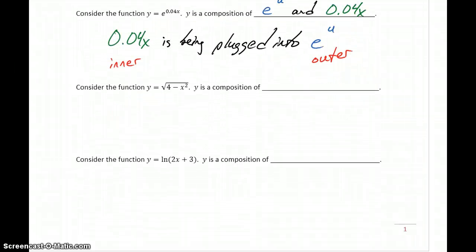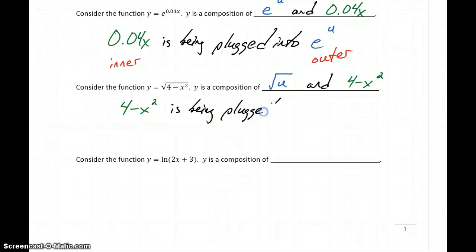So for y equals the square root of 4 minus x squared, we have the square root of u and 4 minus x squared. So in this case, if we take 4 minus x squared and plugged it in for u, we'd have the square root of 4 minus x squared. So 4 minus x squared is being plugged into the square root of u. So we have, again, our inner function and our outer function.